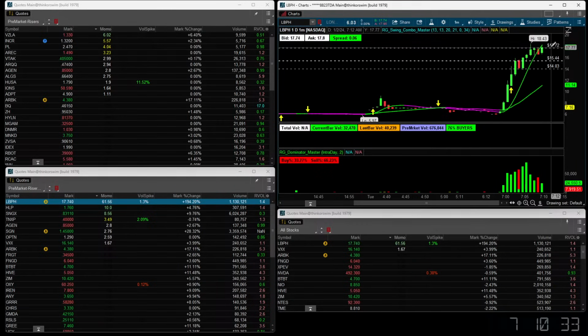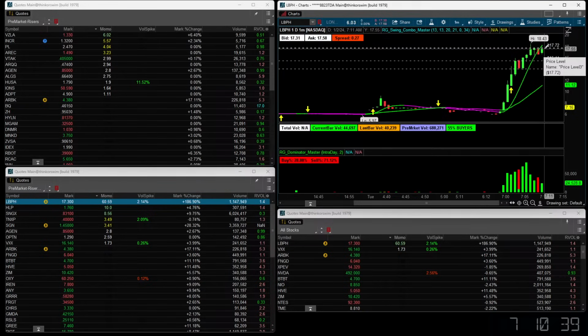I'd like to see it come back down to 1644 and retest this level. Don't chase it here. You'll probably get stung if you do.